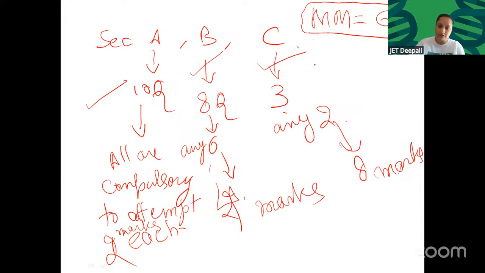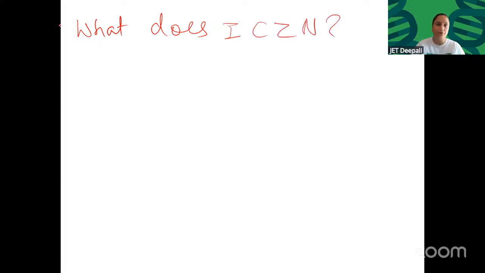Okay. So let's start with our section A. First, we will do the 10 questions of section A. We will solve the 10 questions of section A. Then we will move to section B and then to section C. So let's start with section A. What does ICZN stand for? This is question number 1 from section A.